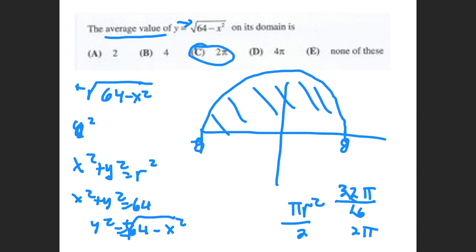Now, if you used your calculator, remember at the very end, you still have to divide by the interval, because if you don't, you're not going to get the correct answer. Okay? Any questions on that? So for the average value, you just find the area underneath the curve, then divide by the total distance. That's it.